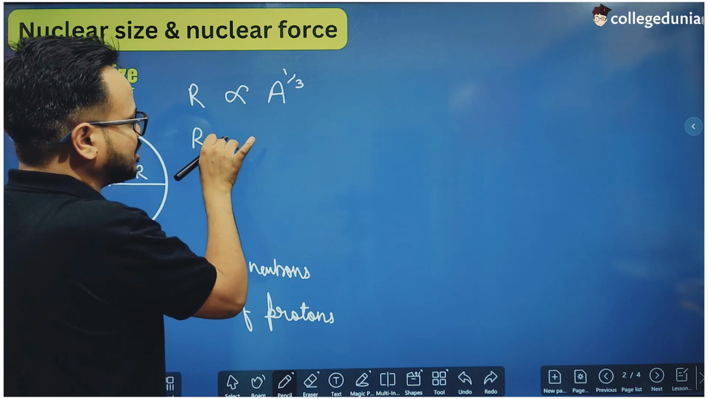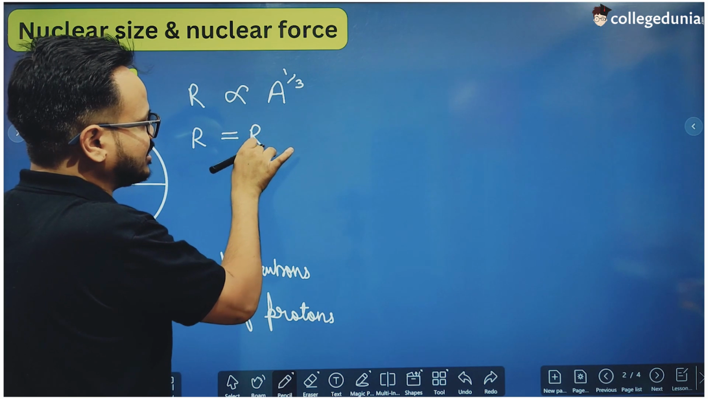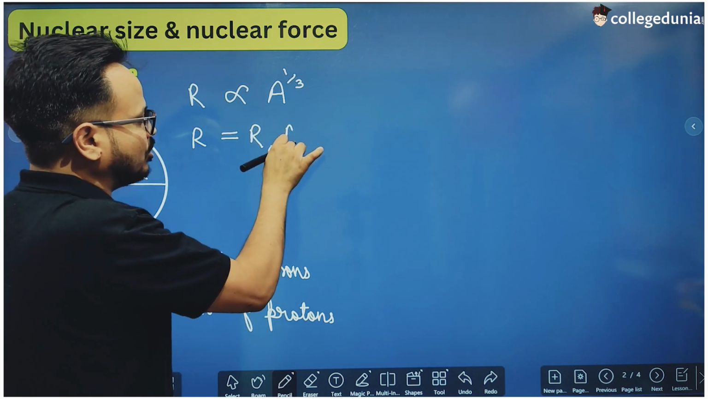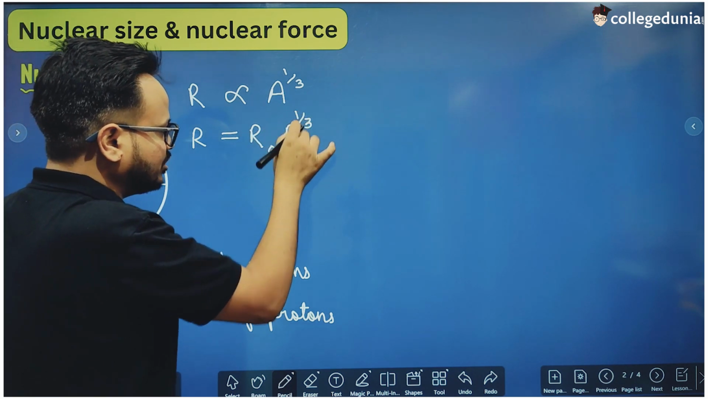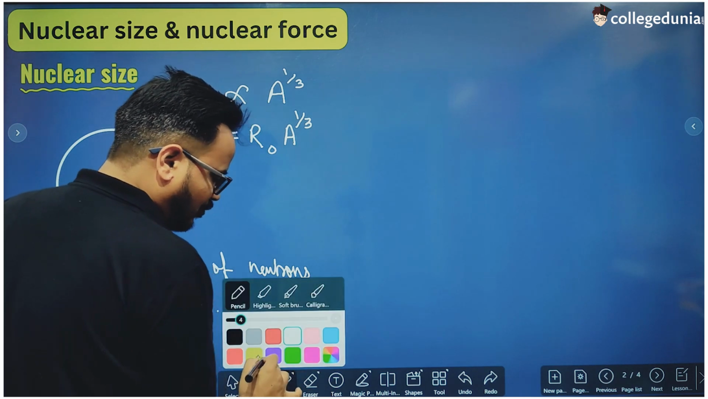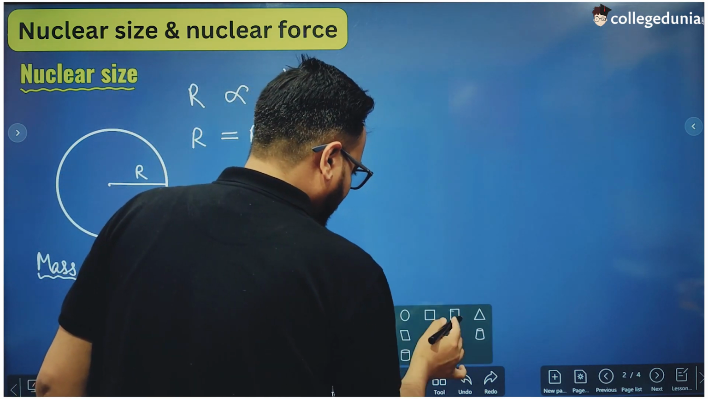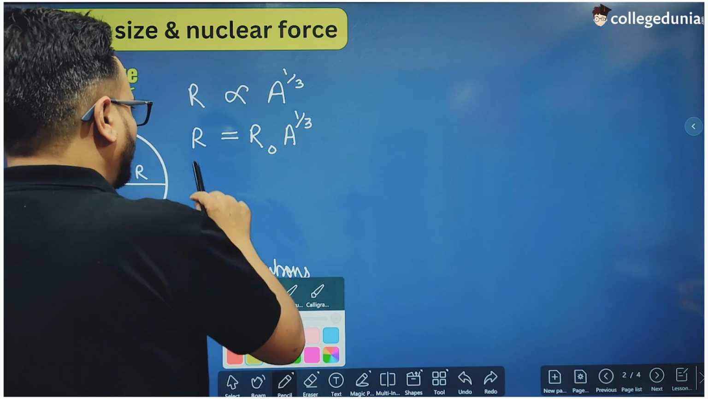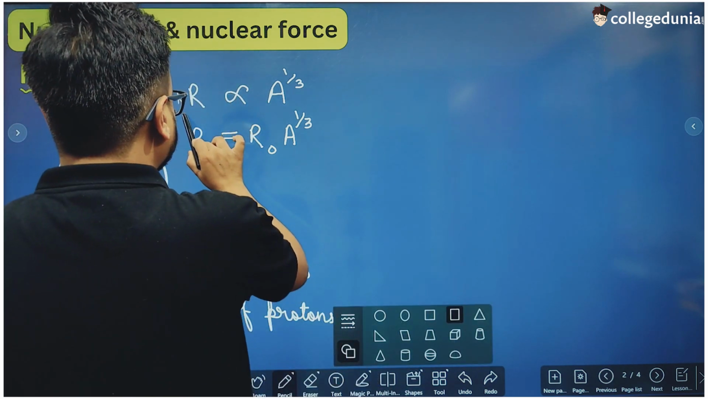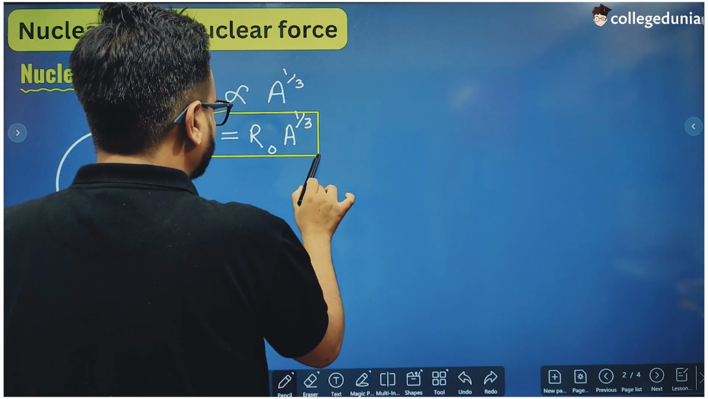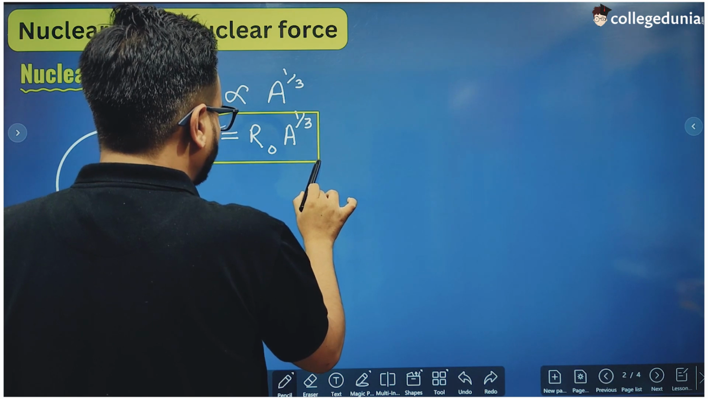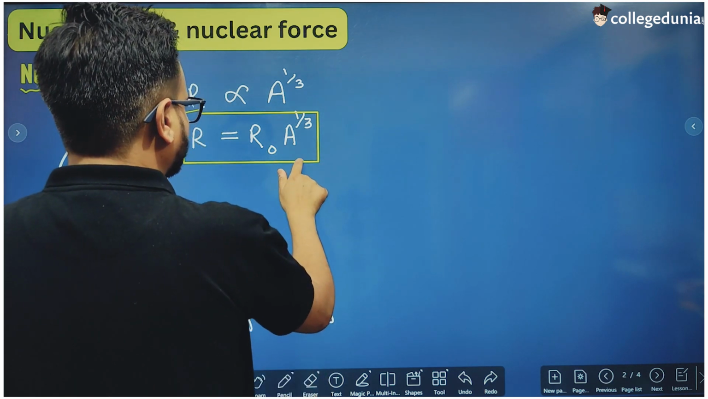If we remove this proportionality sign and put an equality sign, we will write a constant R naught. So this is the formula. We have a value for this constant. So we have this formula for the radius of a nucleus, right? This is the formula for the radius of a nucleus.